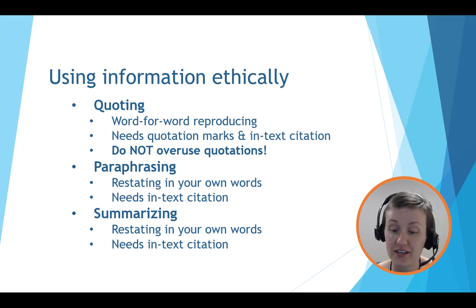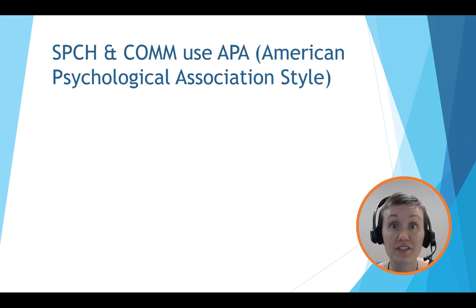Anytime you quote, paraphrase, or summarize, you must include an in-text citation in the body of your paper. An in-text citation is a shortened version of the full source, which is listed in the references page at the end of your paper. There are several different citation styles or ways to create in-text citations and references lists.